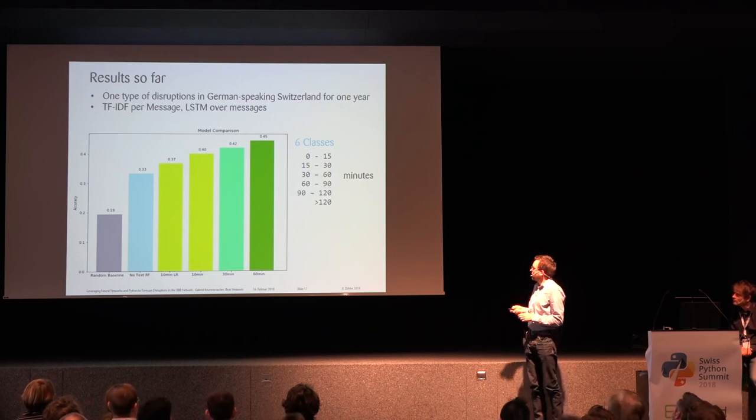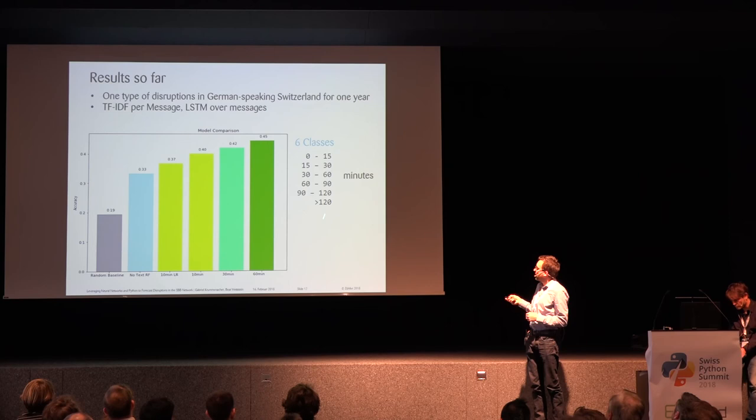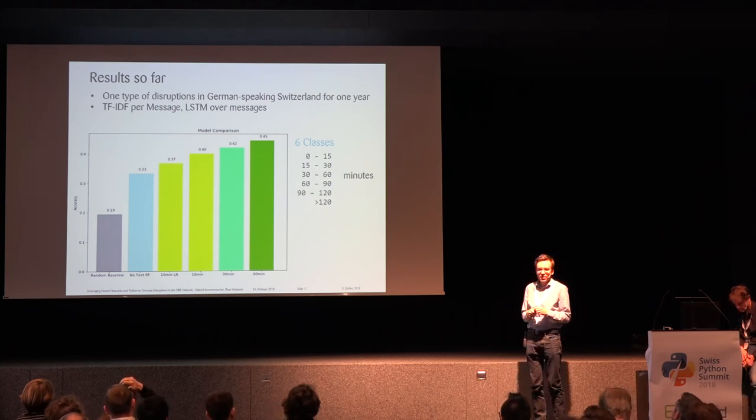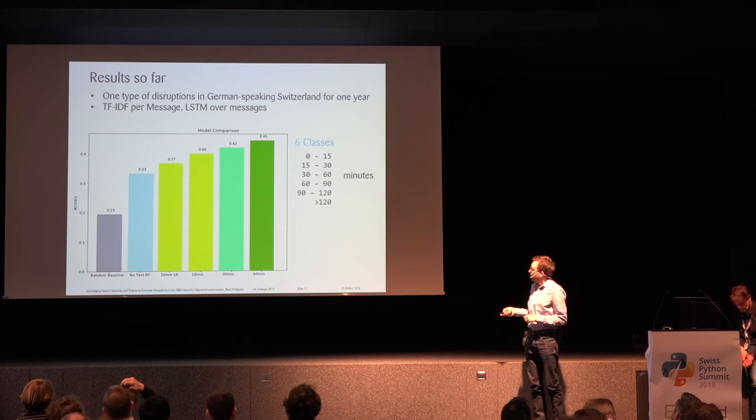And then we get these results. So we didn't predict real values for the duration, but we predicted these different classes. So we can now predict if the disruption is going to be short, like 15 minutes, or if it's going to be a bit longer, between 30 minutes and so on, or if it will take over 2 hours to fix it. We compared different models after seeing a different amount of messages.